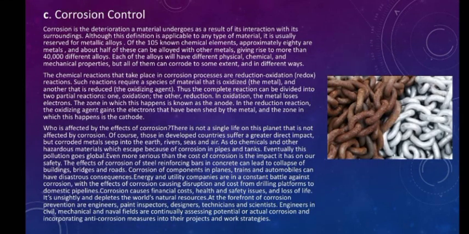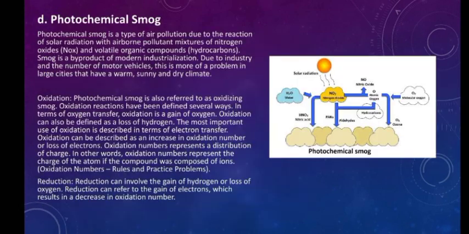Corrosion control. Corrosion is the deterioration a material undergoes as a result of its interaction with its surroundings. Although this definition is applicable to any type of material, it is actually reserved for metallic alloys. Of the 105 known chemical elements, approximately 80 are metals, and about half of these can be alloyed with other metals, giving rise to more than 40,000 different alloys. Each of the alloys will have different physical, chemical, and mechanical properties, but all of them can be corroded to some extent and in different ways.